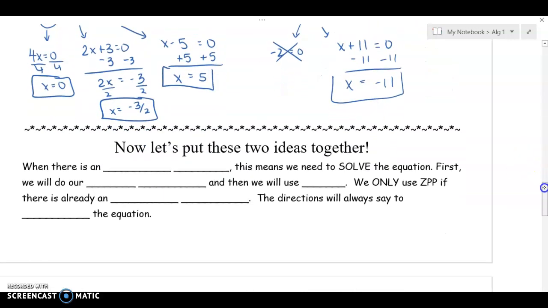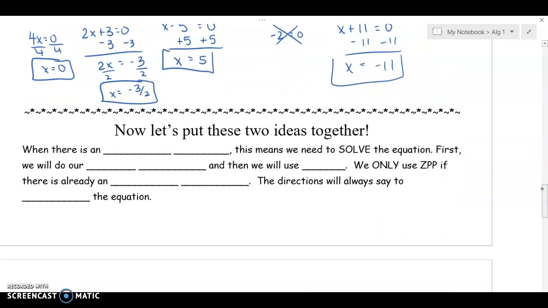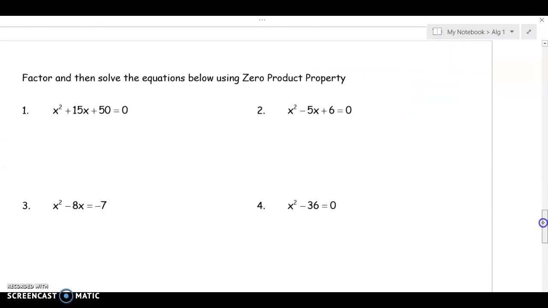And so now what we're going to do is we're going to put these two ideas together. Okay, I'm going to skip over this. What's going to happen is you'll notice that these problems on the next page say factor and then solve. Solve means that you're going to be setting things equal to 0 and solving.